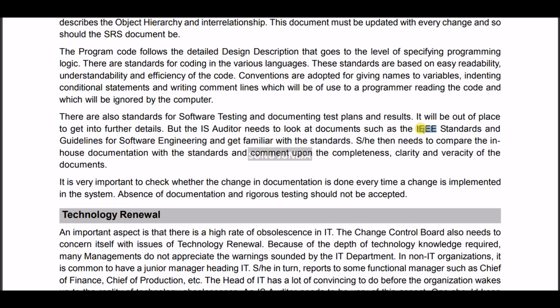IEEE standard, this is the Institute of Electrical and Electronics Engineers, which has developed them. Let me show you, that would be better.